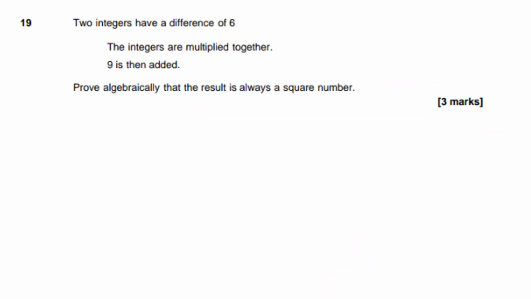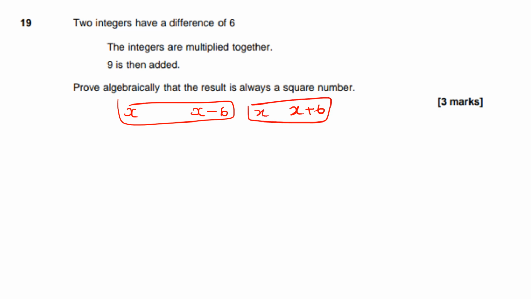Right, question 19. 2 integers have a difference of 6. The integers are multiplied together, 9 is then added. So if I start off with integer x, the difference of 6 means that you could either use x take away 6 or x plus 6, because the difference between them is 6. Okay, I'm going to use a positive one, and I'm going to end up with this, and then it says, can you multiply this and then add 9 to it?